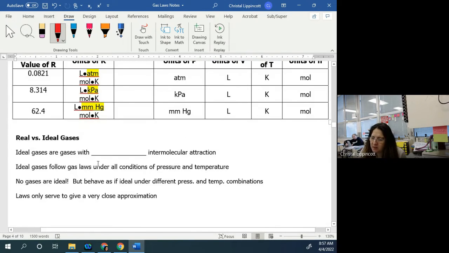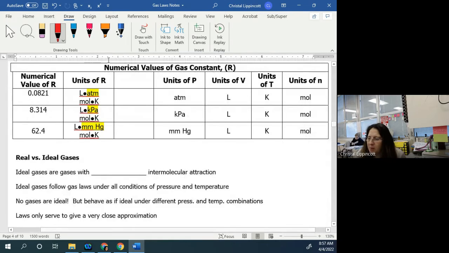Ideal gases then. So let me go back to this. If your pressure is given in atm, this is the number you use. If your pressure is given in kilopascals, this is the number you use. And if it's given in millimeters of mercury, this is the one you use. That makes sense? All right.